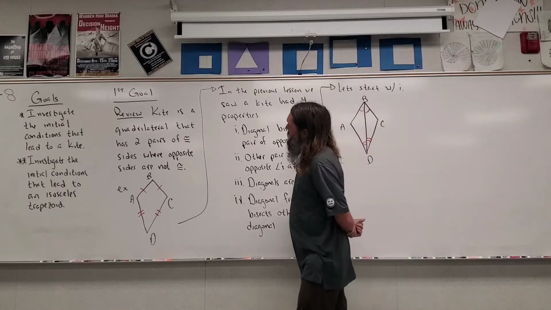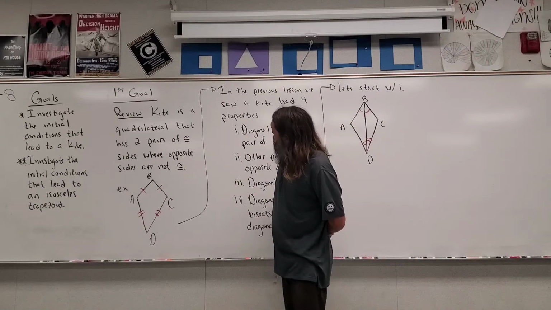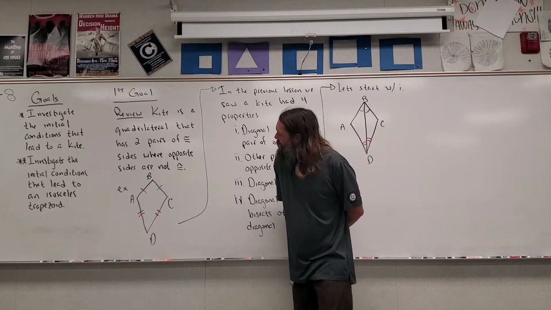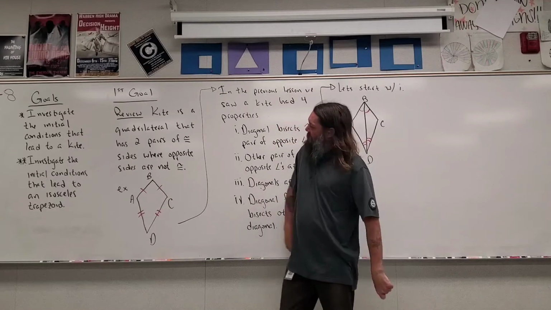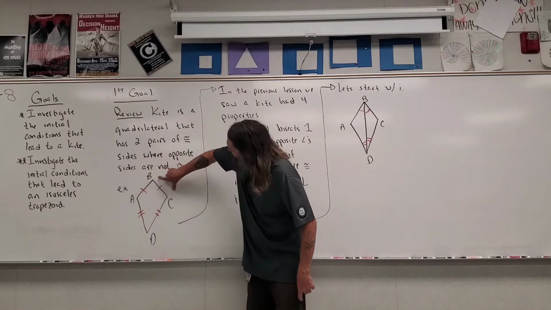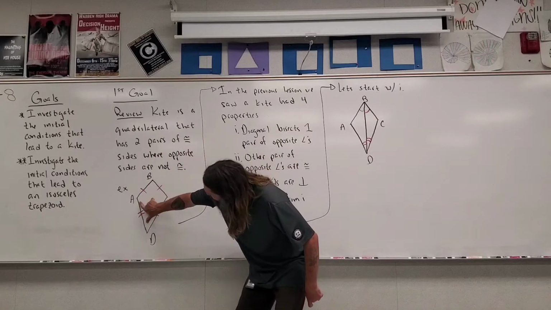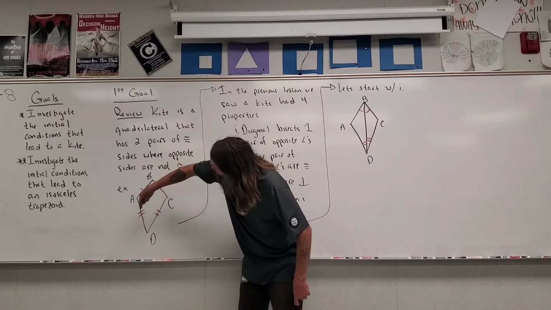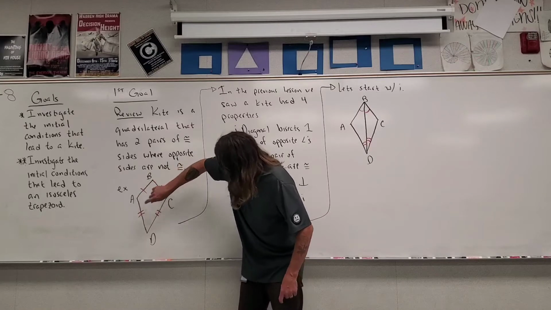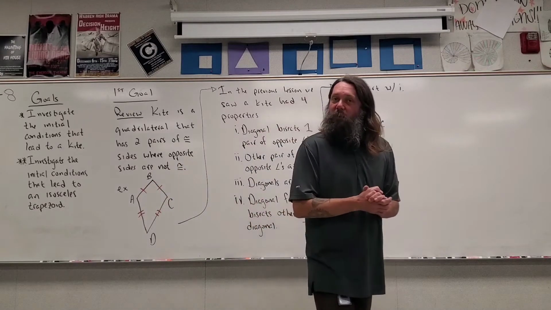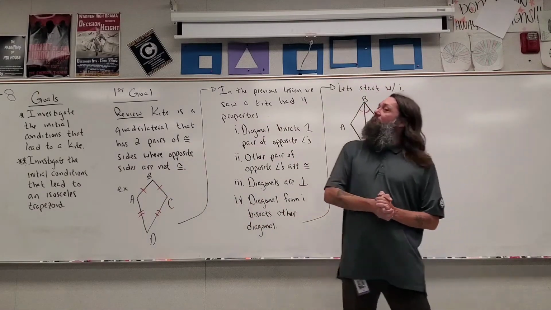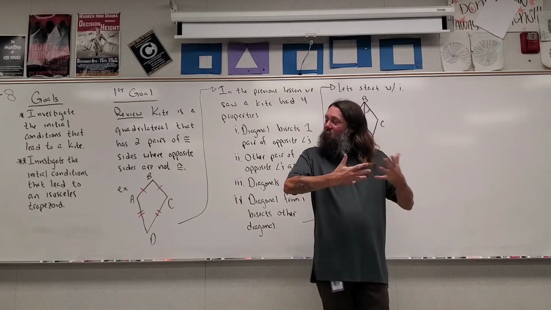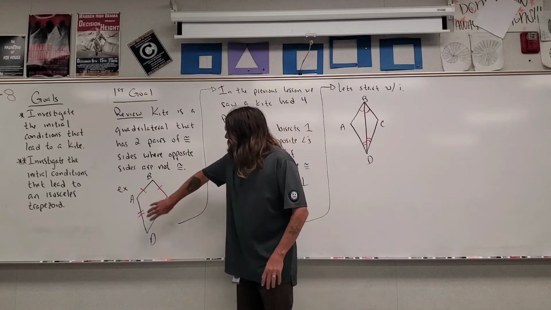Let's review a kite. A kite is a quadrilateral that has two pairs of congruent sides where opposite sides are not congruent. So here I have one pair of congruent sides. Here's my second pair of congruent sides, but opposite sides are not congruent. This is a kite. So we're going to look at conditions that lead to this being the result.